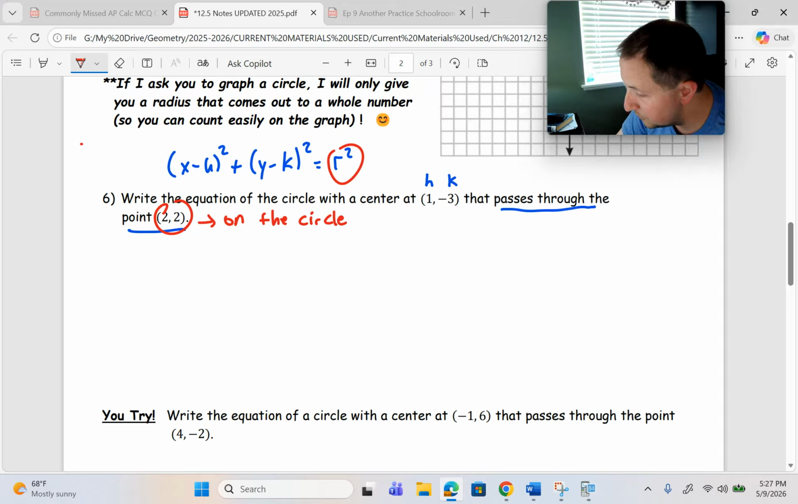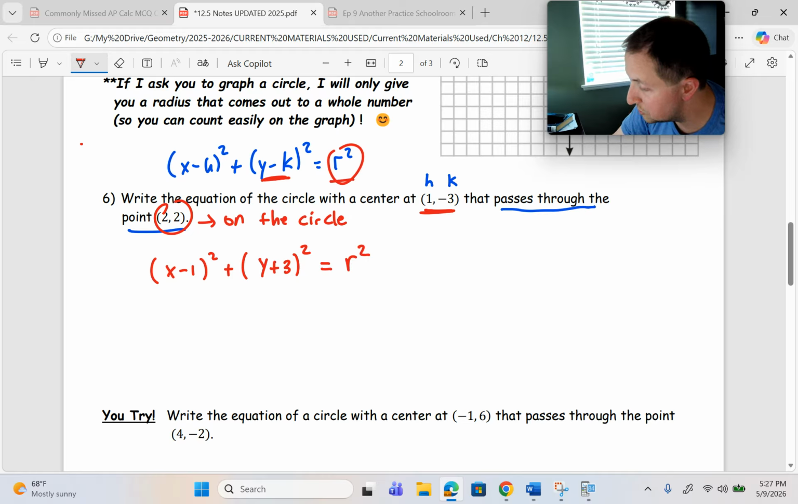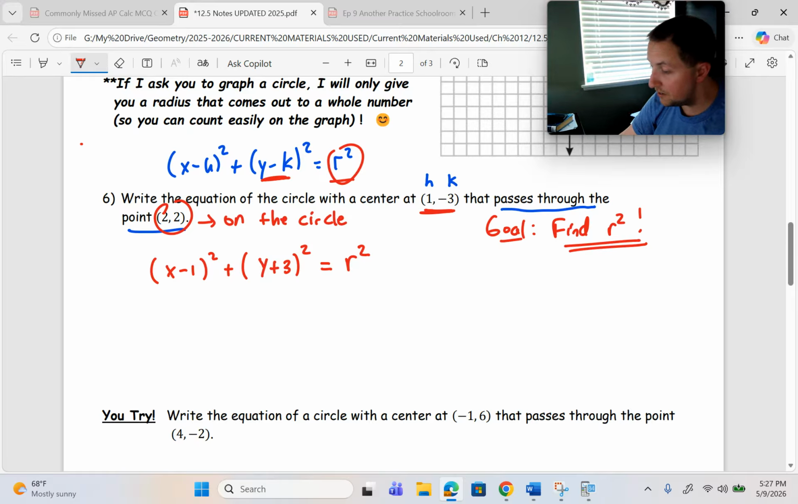So I'm just going to set up my template first with plugging in the center. Okay, that's usually step 1, is I'm just going to plug in 1 and negative 3. Remember, I'm going to flip my signs, so I get (x minus 1) squared plus, I see negative 3, so when I transfer it to the equation, it's going to be y minus negative 3, so y plus 3. Don't forget to square it. Equals, they did not tell us the radius, so we're going to just leave it as r squared for now. Our goal is going to be to find r squared. Okay. Always helps to go into the problem with a plan for what we're trying to find.